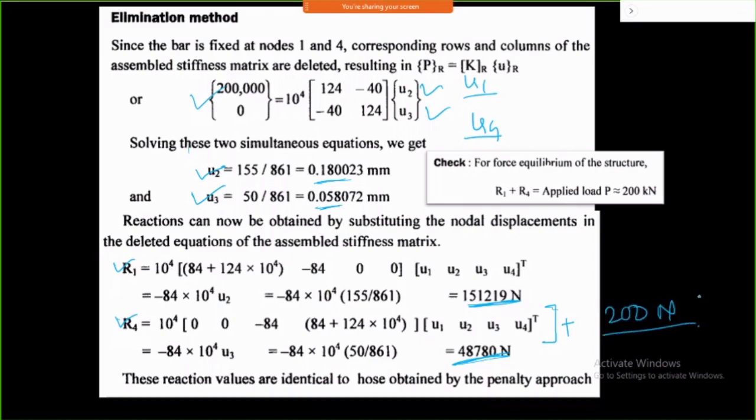That is the externally applied force. When you add this value and this value, it should be equal to this value, and then my entire system is in equilibrium. That is how you can do a cross check. That is force equilibrium of the structure: R1 plus R4 is equal to the externally applied load, that is 200 kilonewton. So that is all for today's session, and thank you.